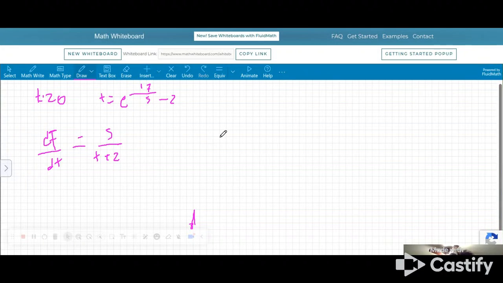Since inverse functions reverse each other, the derivatives are reciprocals. So that means dt over dT is equal to t plus 2 over 5. This makes sense because dT over dt is how fast temperature changes over time, but dt over dT is how time changes per unit of temperature. They're just opposites, which is why we take the reciprocal.